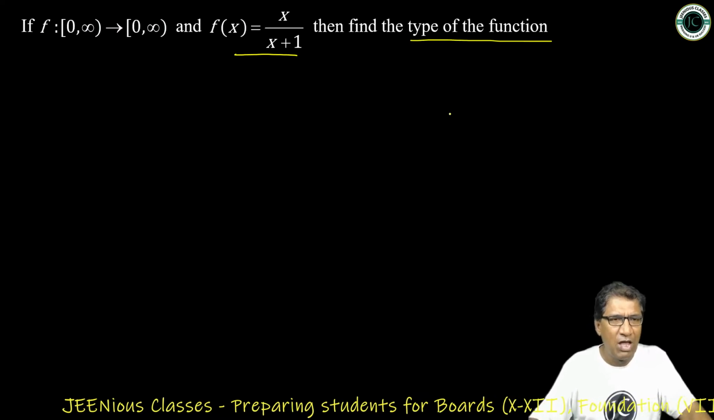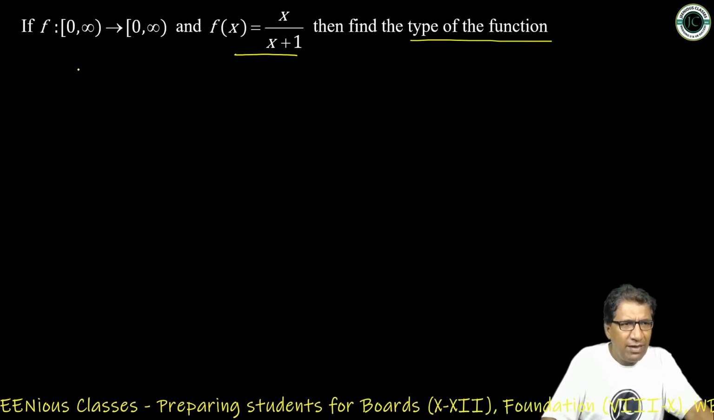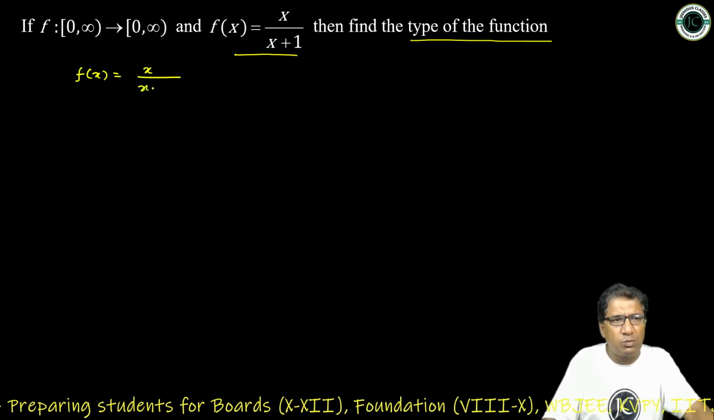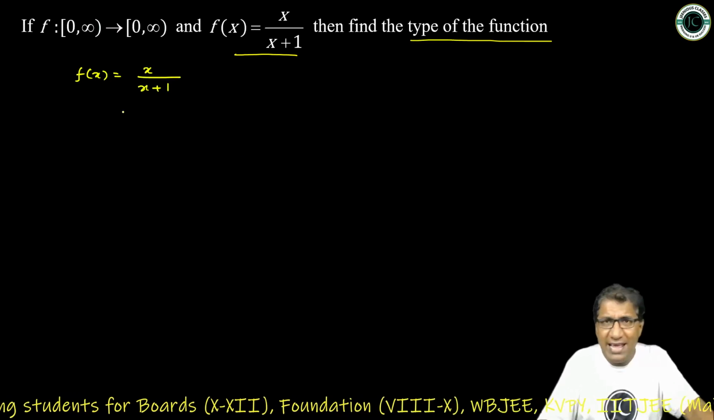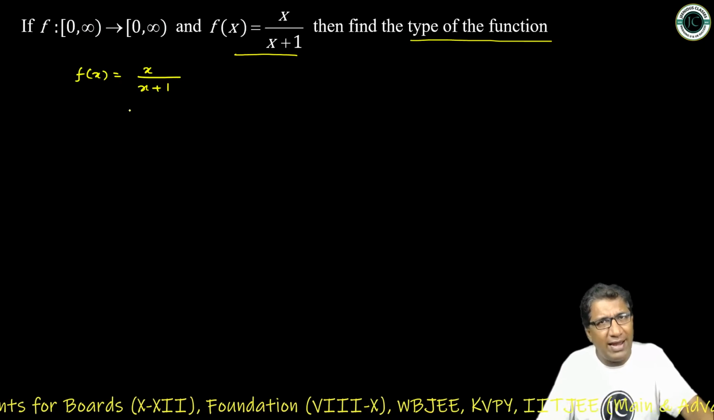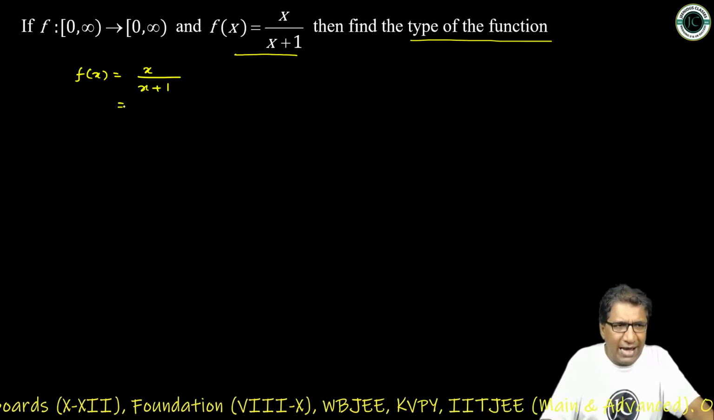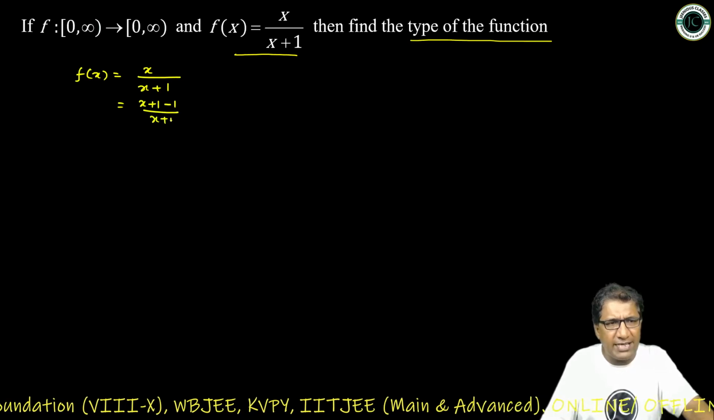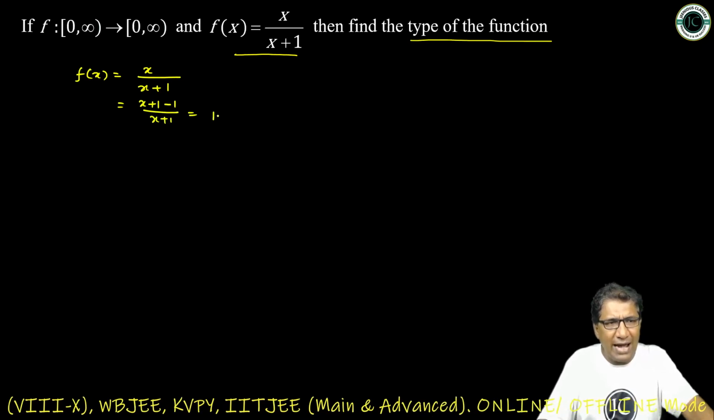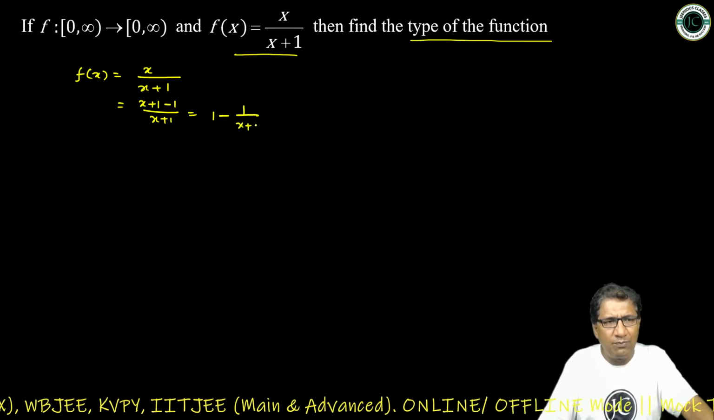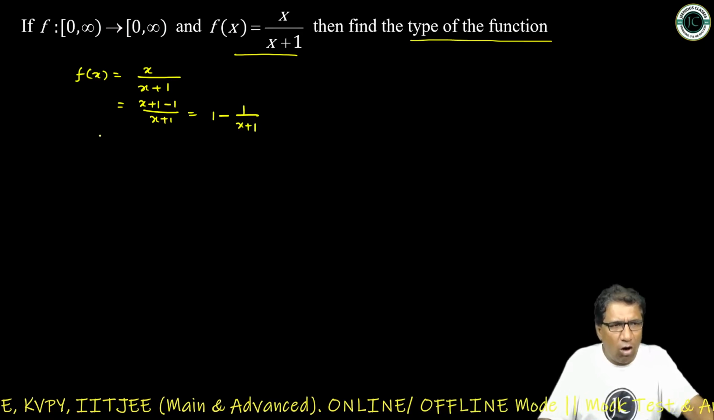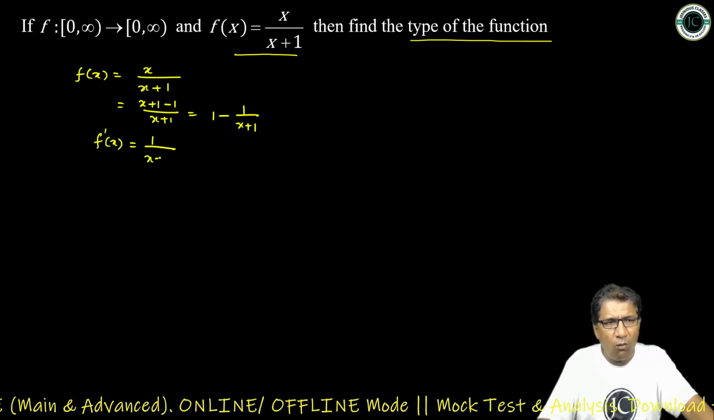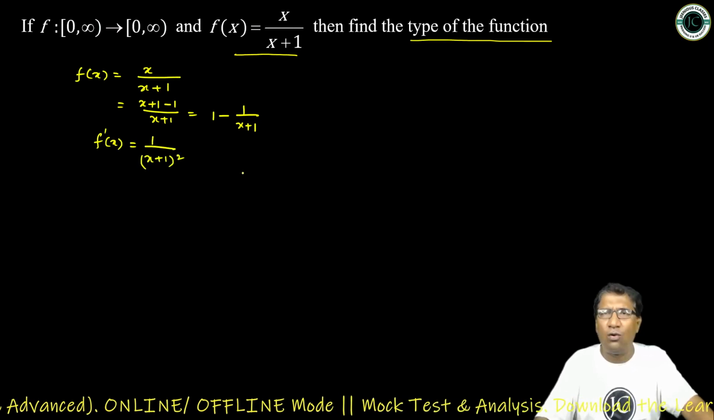Is it clear? Okay, so let us say the function which is given is f(x) is x by x plus 1. मुझे ये चेक करना है ये फंक्शन 1-1 है या many-1 है. So for that what I'm doing, हम थोड़ा सा इसका simplification करते हैं. So I can write this thing as 1 minus 1 by x plus 1. और इस फंक्शन को अगर हम differentiate करें, so we are getting 1 by (x plus 1) whole square.